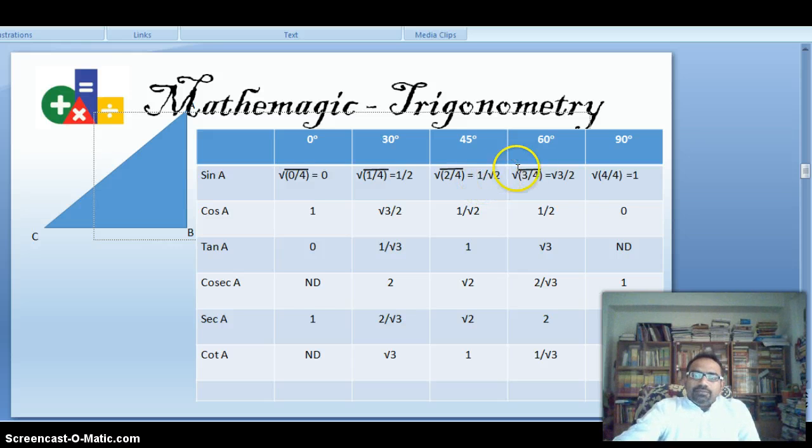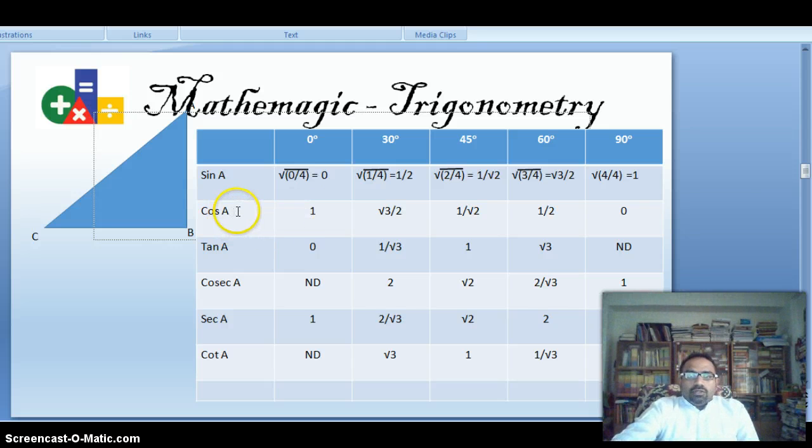And for 60 degrees, we have square root of 3 by 4, and the denominator square root of 4 becomes 2, and so sine of 60 is square root of 3 by 2. And then for 90 degrees, it is square root of 4 by 4, and so it is 1. This is a method to easily remember it or write it down. You could do that just before your exam, or you could practice this a couple of times, and then it just sticks in your head.